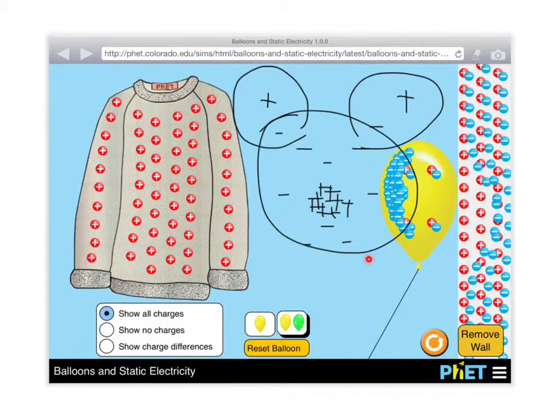And guess what would happen if you brought a negatively charged balloon close to Mickey Mouse? His negatives would do what? Move to the other side. Negatives would repel and opposites would attract. Let's try it. Let's grab our balloon. All right. And I need some water.